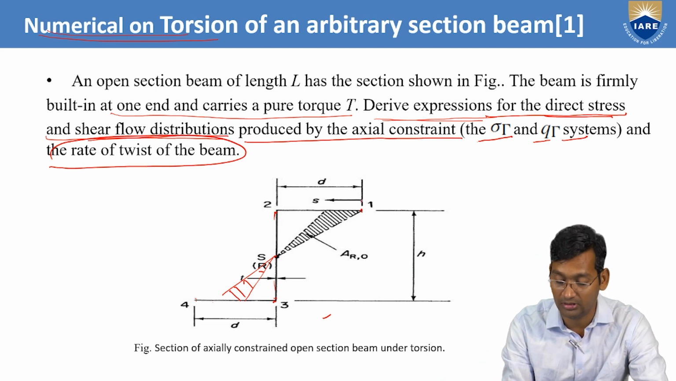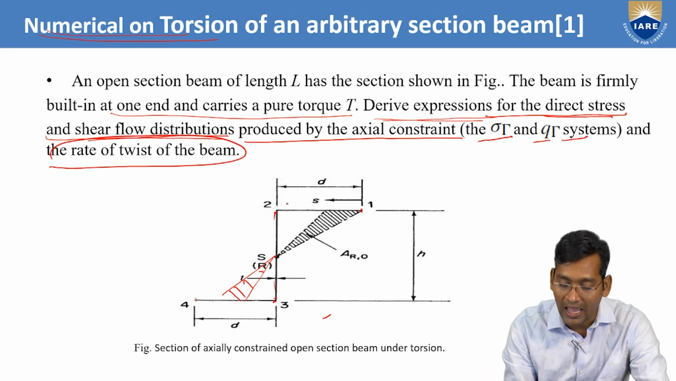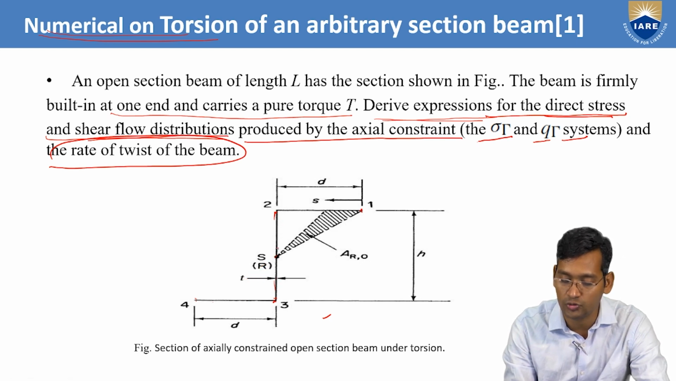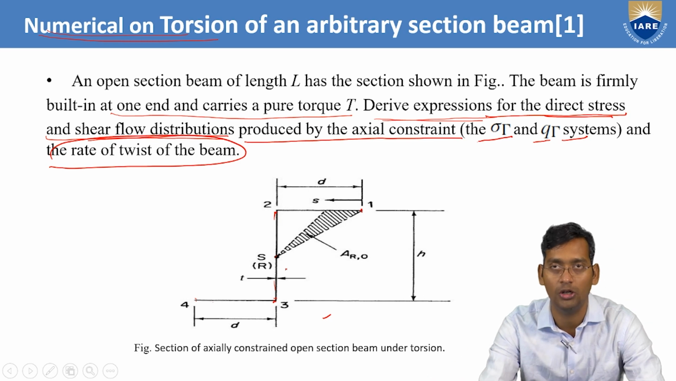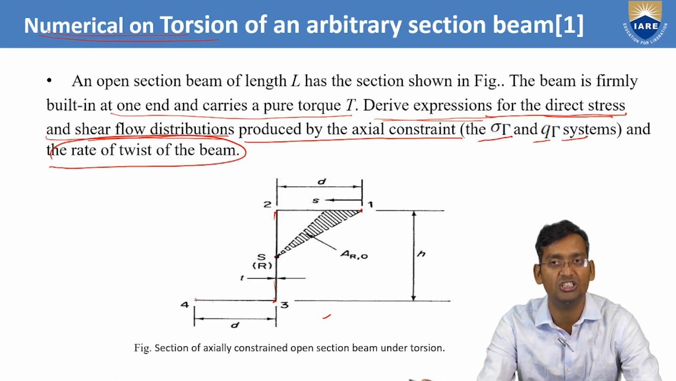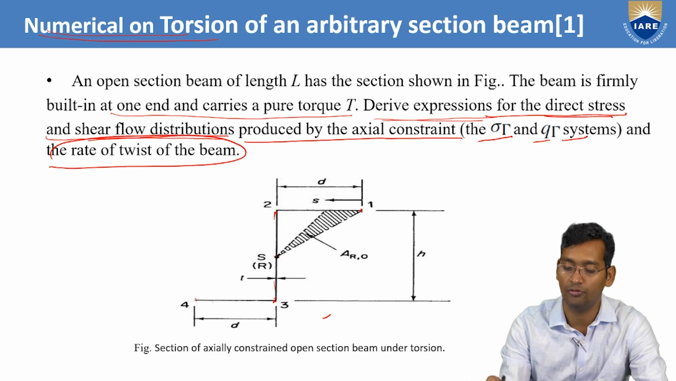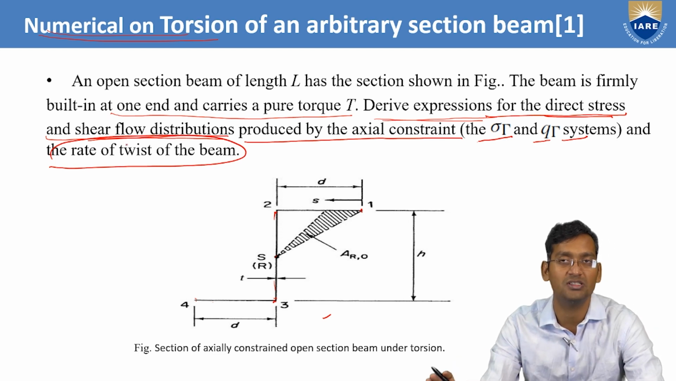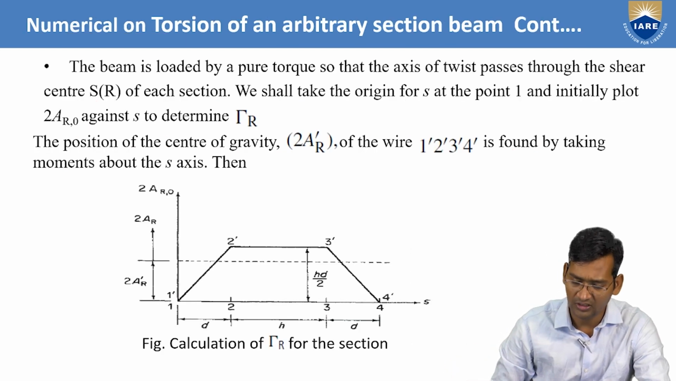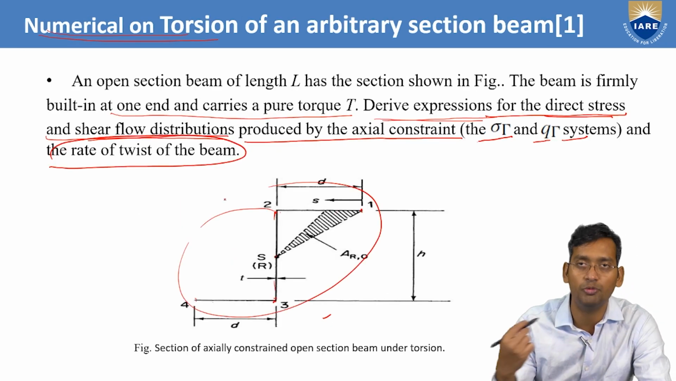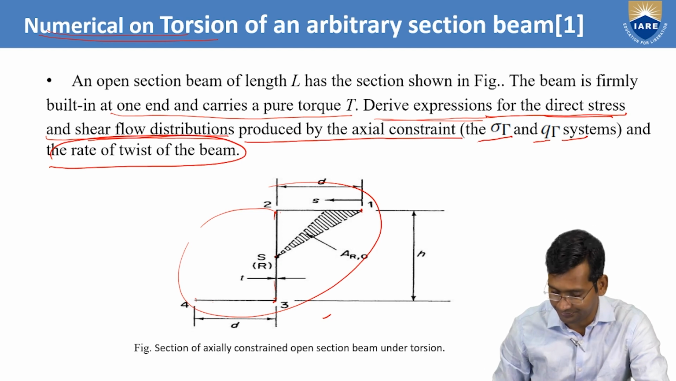Now the shear S is acting here, from 1 to 2, and they have also given the thickness. The thickness is t, for 1 to 2, 2 to 3 and 3 to 4 as well, meaning a uniform thickness. Now we have to derive the direct stress and shear flow distribution formula. So what we will do is redraw this, or you can say take the projection of this.